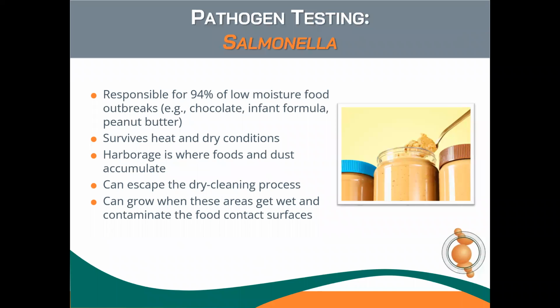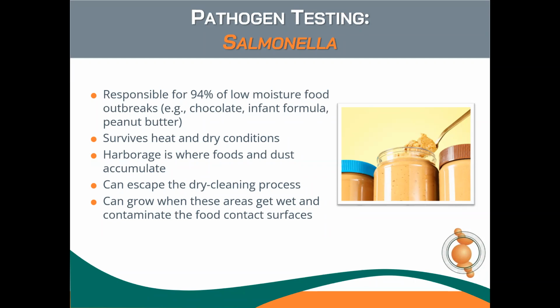Now I'd like to speak on the different foodborne pathogens that we were just talking about and the reasons for testing each. Salmonella, to start with, is responsible for 94% of low moisture food outbreaks. For example, in chocolate, infant formula, peanut butter, there are so many others, too many to count. It does survive in heat and dry conditions. So if you have those conditions in your facility, definitely consider swabbing and testing for Salmonella.